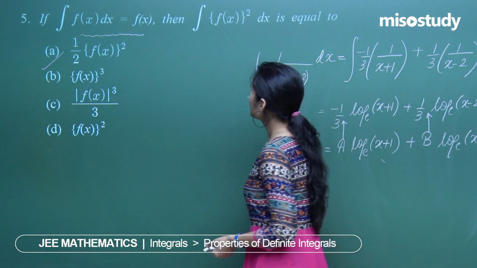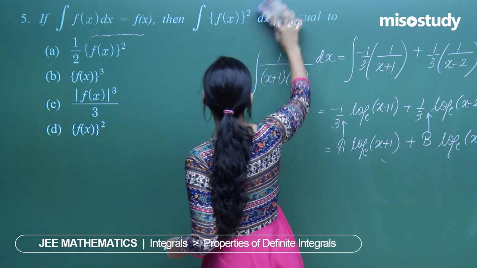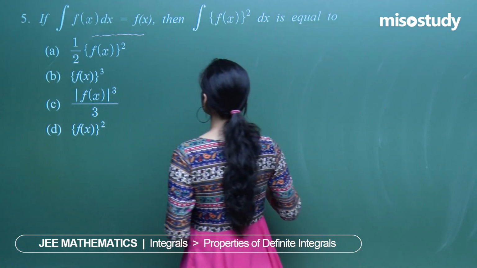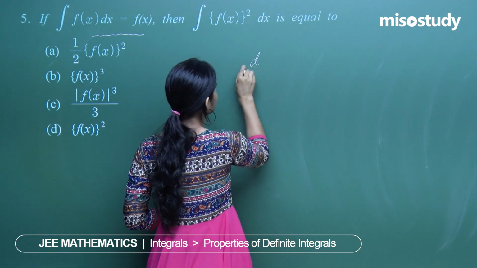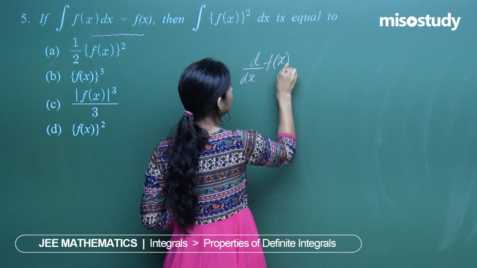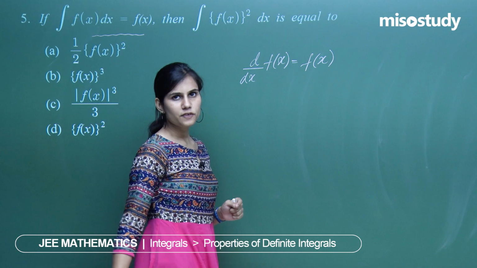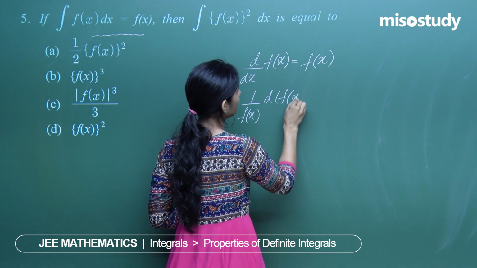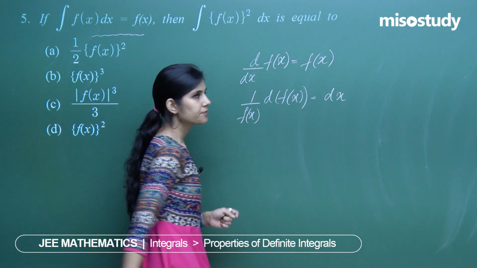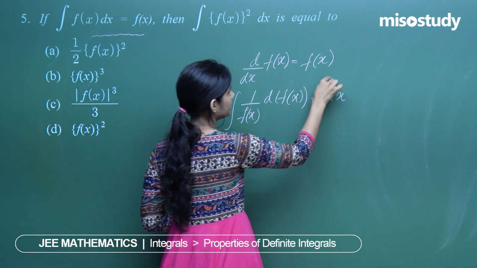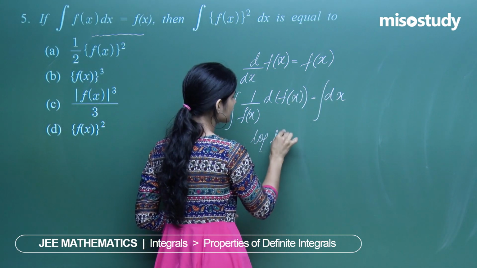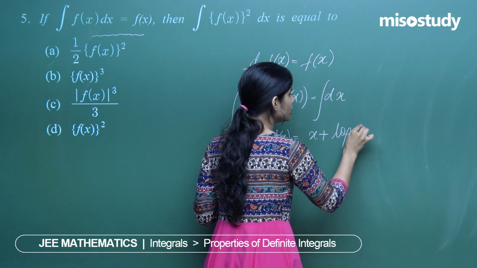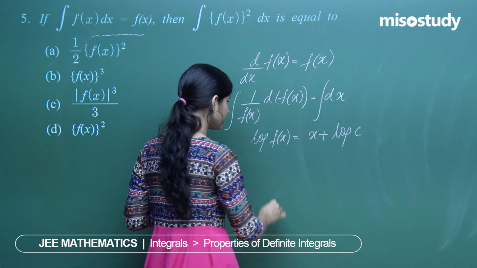If integral f(x) dx is f(x), then what is integral f(x) square dx? Let's see how to tackle this question. Integral f(x) dx is f(x). If integral f(x) dx is f(x), it clearly means d by dx of f(x) is f(x). d by dx of f(x) is f(x) means I can write this as 1 by f(x) d of f(x) equals dx, right? And now I can integrate both sides. This gives me log of f(x) equals x plus some constant of integration. Log already I have. I'm going to just take for convenience log c as the constant of integration.